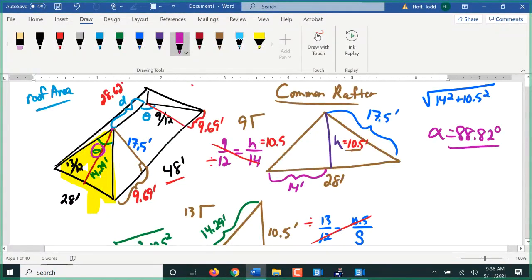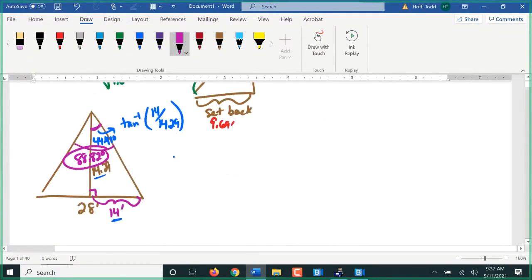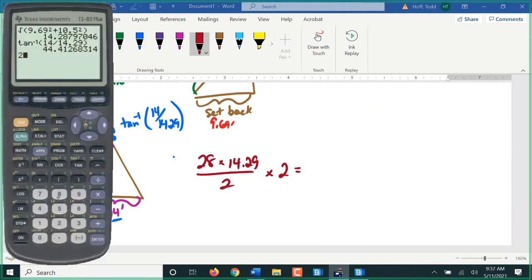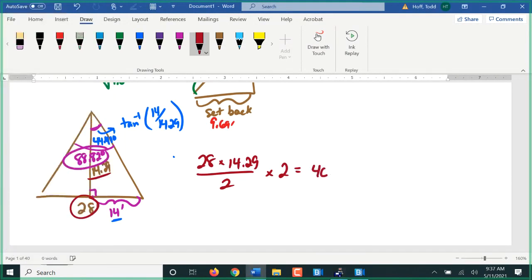We can find the area of that piece. It's simply going to be the 28 times the height of 14.29 divided by 2. Now there's one on the other end that's exactly the same, so we'll multiply that area by 2. 28 times 14.29 divided by 2 times 2. Obviously, the dividing by 2 and multiplying by 2 cancels out, but I'm just going to do it for completeness. That's 400.12 square feet from those two roof sections.